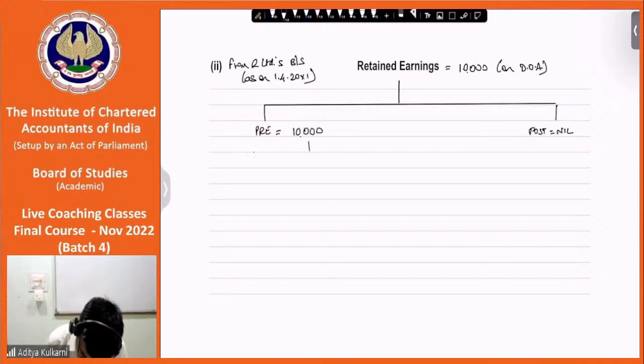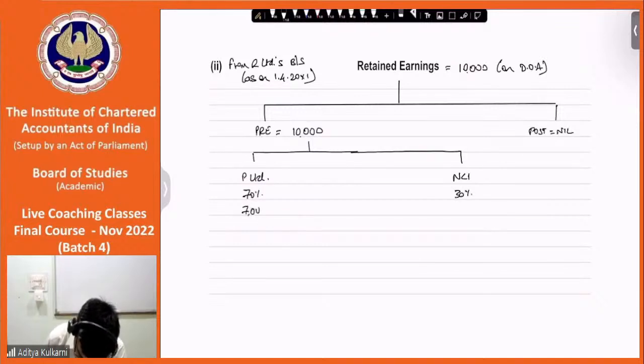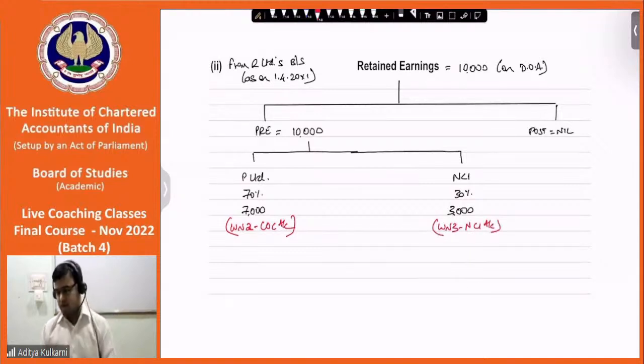So this one, we will be splitting it between P Limited and NCI. 70%, 30%, 7,000, 3,000. Where is this going to go? Working note 2, COC account. This goes to working note 3, NCI account.